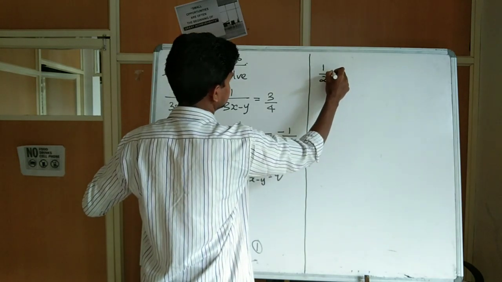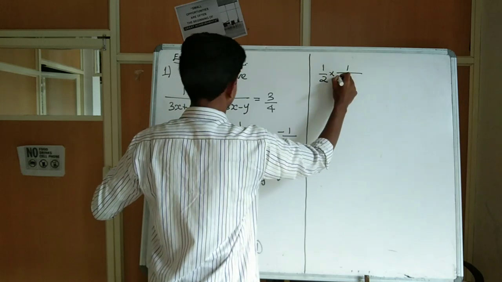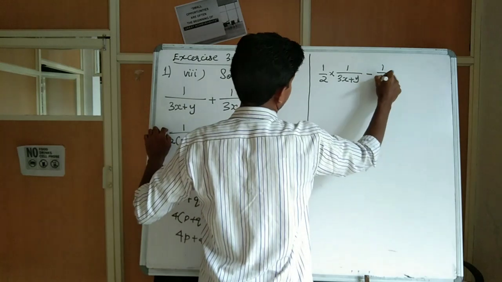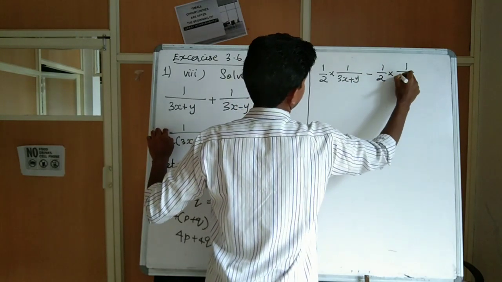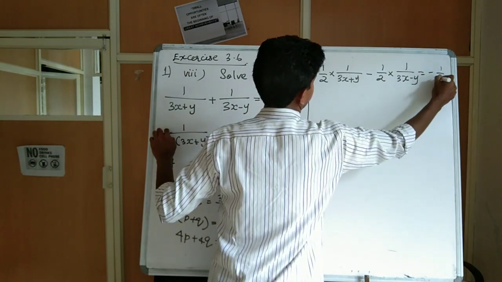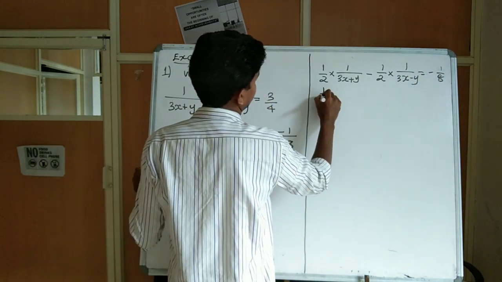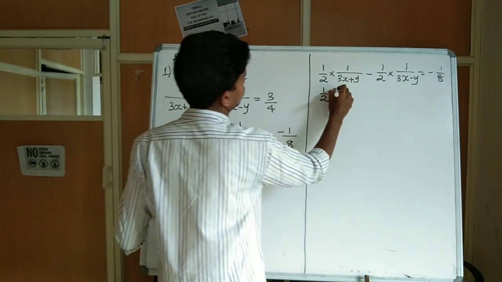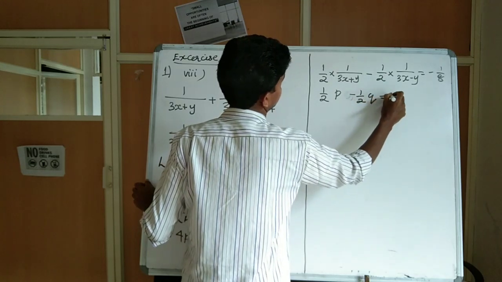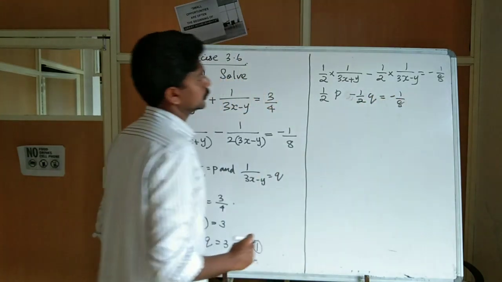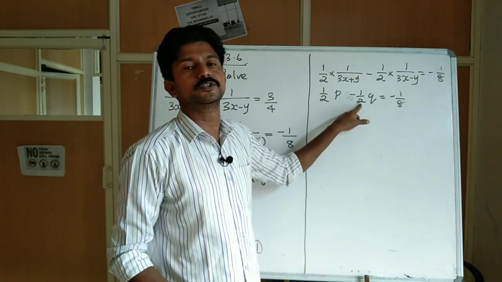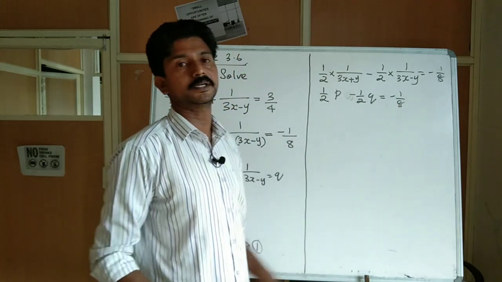1 by 2 into 1 by 3x plus y minus 1 by 2 into 1 by 3x minus y is equal to minus 1 by 8. So we can write 1 by 2, this value is p. So 1 by 2p plus minus 1 by 2q is equal to minus 1 by 8. Since denominator 2, 2 and 8 is the multiple of 2. So we can multiply everything by 8.